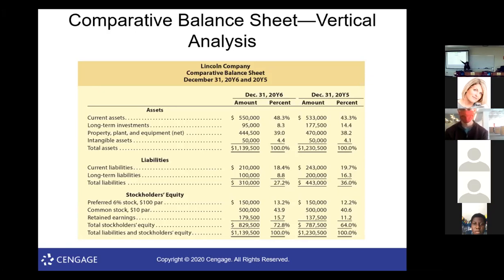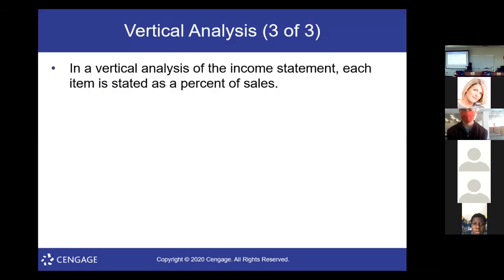So that's basically the calculation. So you should always get to 100% because at the end of the asset section, you would take 1,139,500 divided by 1,139,500 to get 100%, or you would add up all of these percentages to get 100%. Okay, so the math has to work. Any questions on the vertical analysis? Okay. So that's a vertical analysis for a balance sheet.